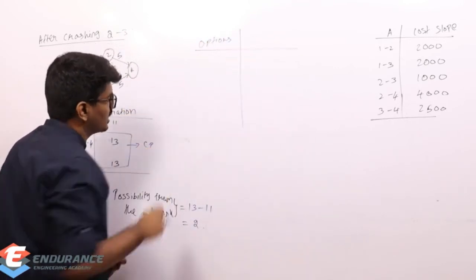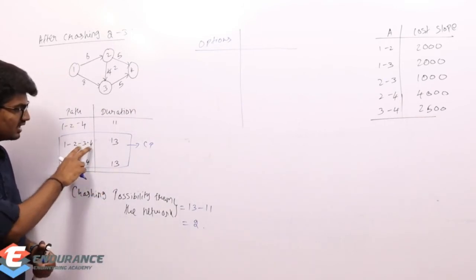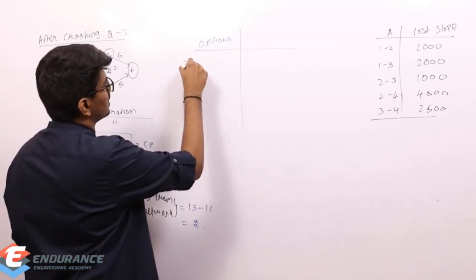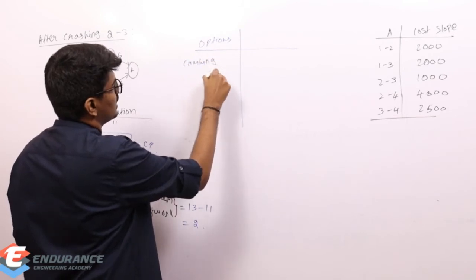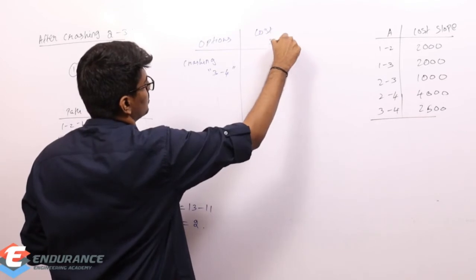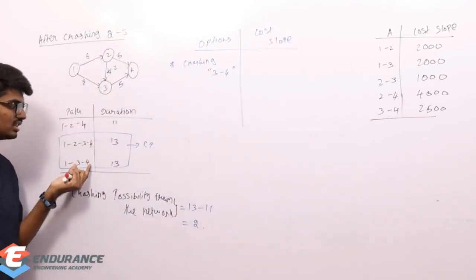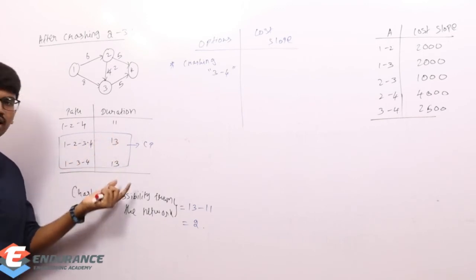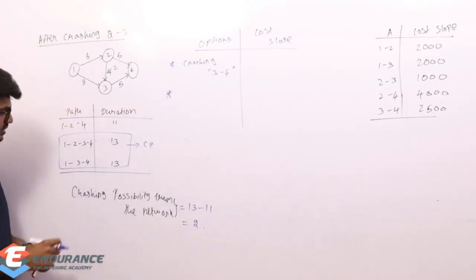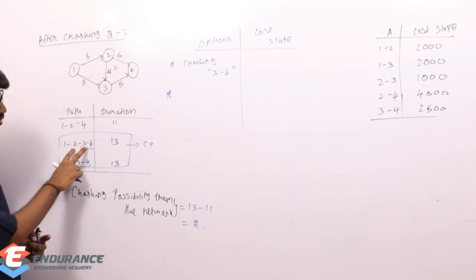The options are, is there any common activity? Of course, yes, one common activity is there, 3 4. 3 4 is the common activity. So if I crash only 3 4, that is enough. That is one option. Because if I am crashing 3 4, both the paths will get crashed. What is another option which is available? Other than 3 4 we have 1 2 and 2 3.